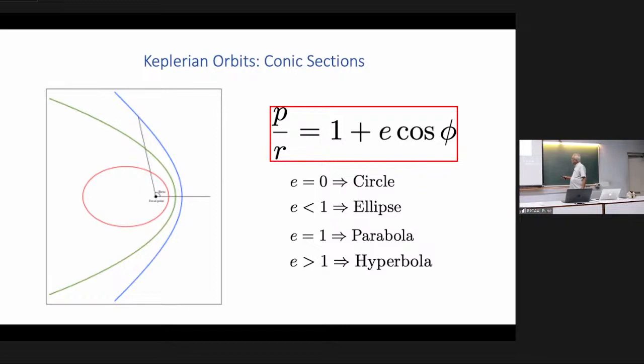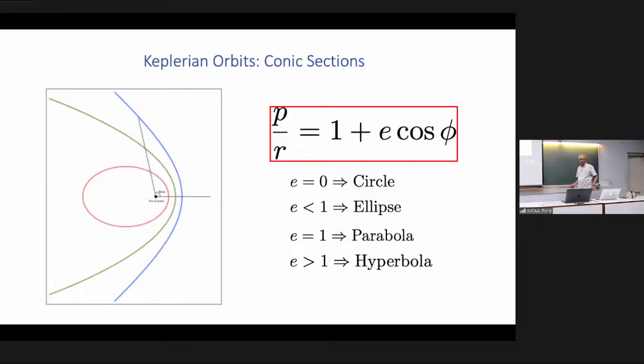And what is the general equation of the thing? P by r is equal to 1 plus e cos phi. The e is the eccentricity. And what about p? That determines, or rather the eccentricity determines the shape. So this you know.